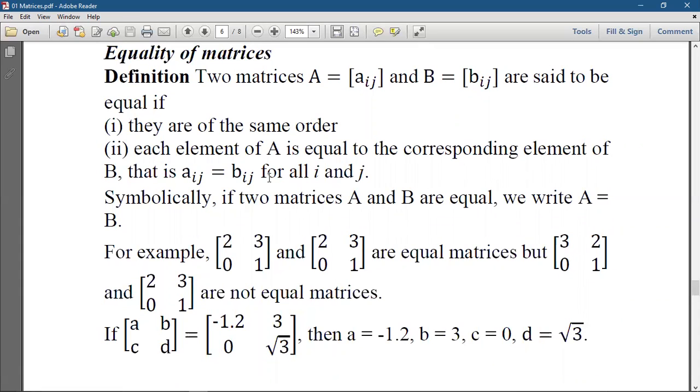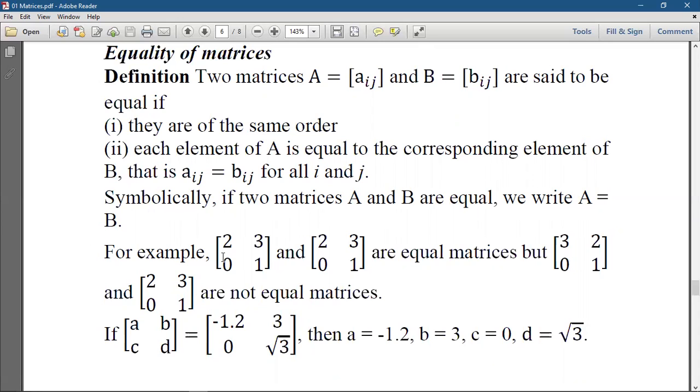If A is a matrix of order m by n, then B must be a matrix of order m by n. And each element of A is equal to the corresponding element of B. That means Aij equals Bij for all i and j. Symbolically, if two matrices A and B are equal, we write A equals B.